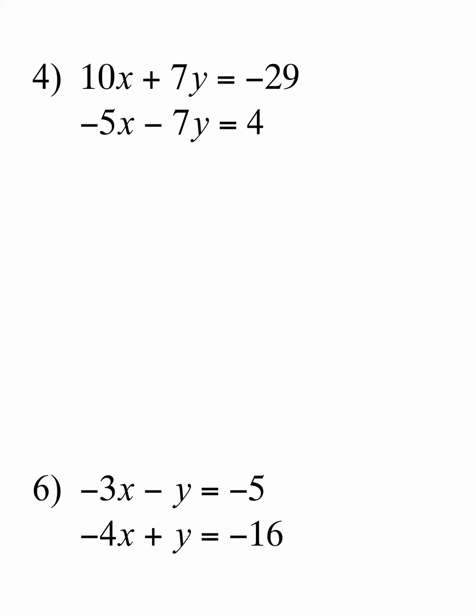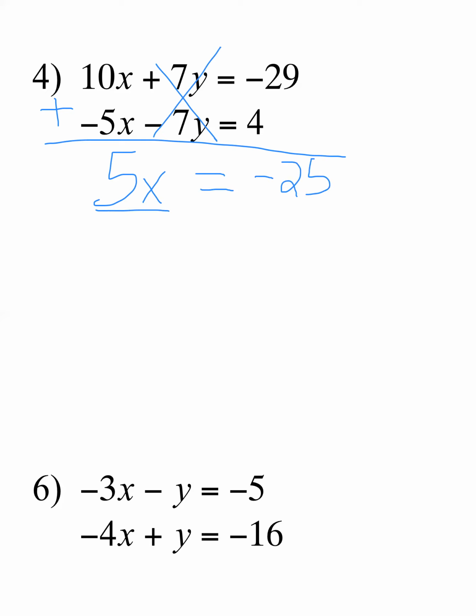So I'm still just going to go ahead and add the two equations. 10x plus a negative 5x is just going to leave me with a positive 5x. The y's cancel each other out. Negative 29 plus 4 is a negative 25. So now I just solve for x this time. Divide both sides by 5, and x is going to be a negative 5. Okay, so now I have x. I'm going to go back and go ahead and solve for y.